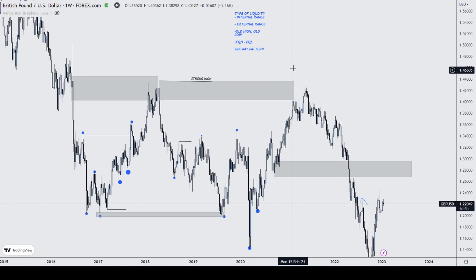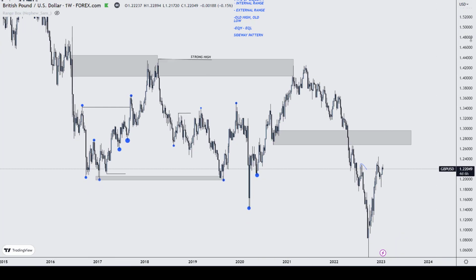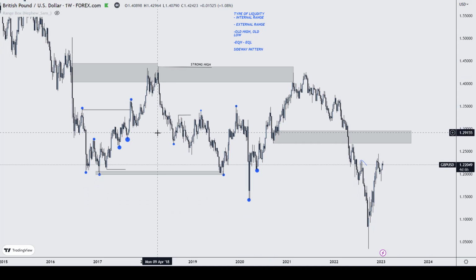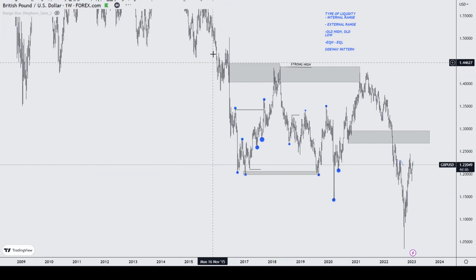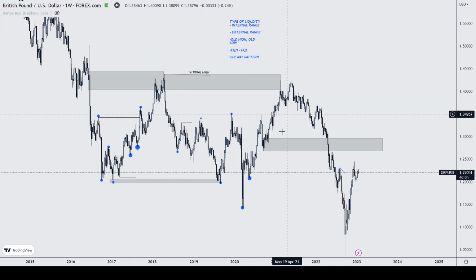But that's really the video today. I hope you guys understood the concepts and got a better viewpoint on liquidity and how to understand liquidity, because liquidity is what drives the market. And if you don't understand liquidity, you will in turn be liquidity. I'm gonna bring some more charts for you guys, so I can explain the concepts even better.